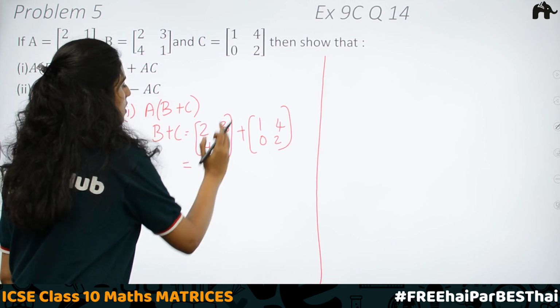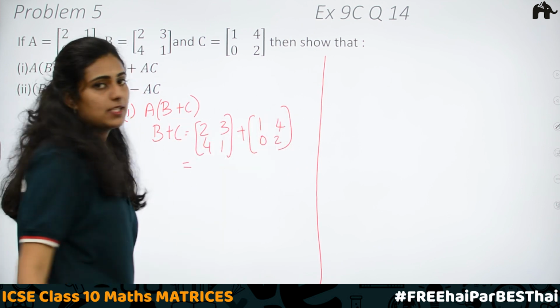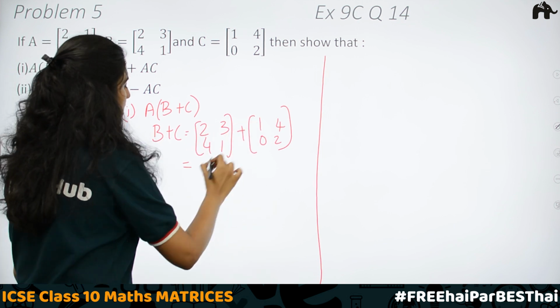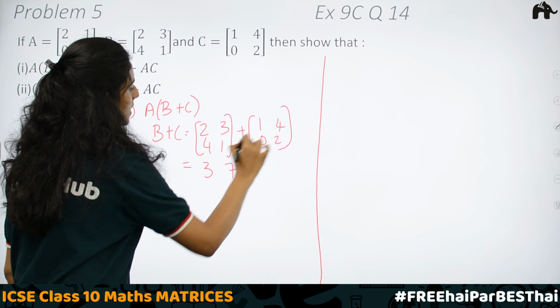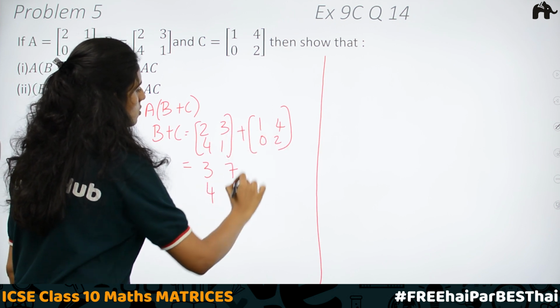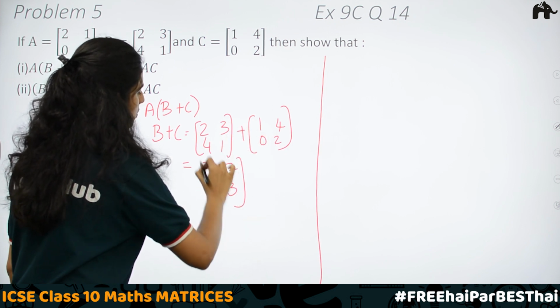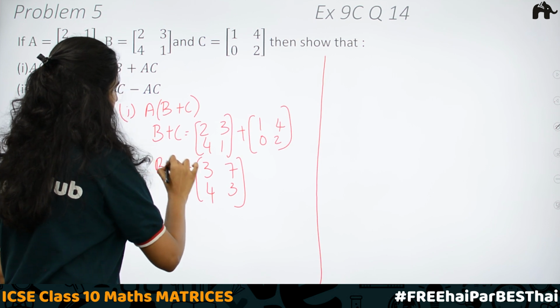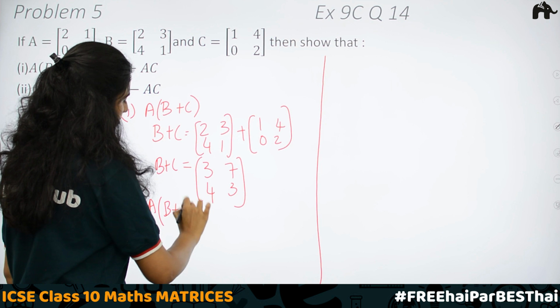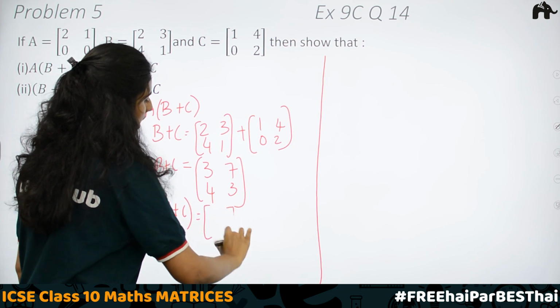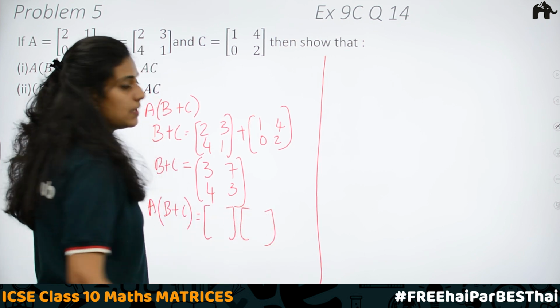Adding the elements of B with the elements of C: 2 plus 1, 3; 3 plus 4, 7; 4 plus 0, 4; 1 plus 2, 3. Okay, this is B plus C. Now we need to find A into B plus C. That is matrix A into matrix B plus C.